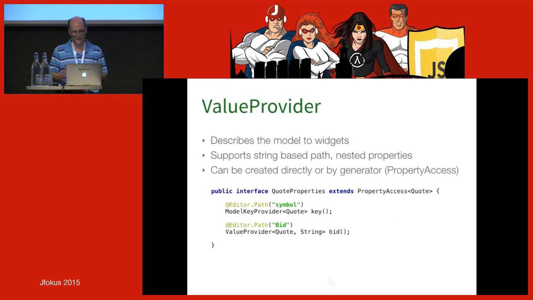The last little piece of wiring that I need to talk about is a ValueProvider. So this is essentially metadata. It's just describing your model to the framework. And the way you do that is just using these path annotations, which provide the getter and setter name. And then the ValueProvider is in terms of your model object, and it always outputs a string. Well, it doesn't have to, but it's the most useful way.